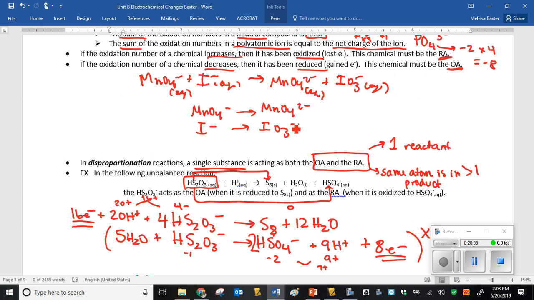Then we look at oxygen, so there's 4 oxygens on either side in that top reaction, so nothing needs to happen. But on the bottom one, we need 3 waters on the left to balance out those 3 oxygens that are on the right. Once you've done oxygens, then you take a look at hydrogen. Since my top reaction doesn't have hydrogen, I don't have to worry there. My bottom one, though, I have 6 hydrogens here, so I need 6 hydrogens there.